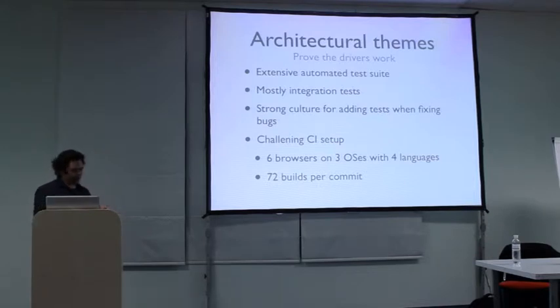Setting up CI for this kind of thing is quite challenging. We want to ideally test all 6 browsers on all 3 OSs with all 4 languages, which would end up with about 72 builds per commit. We're not quite there yet. We have a CI system that's working quite well, but it's doing like 50 builds, so still some way to go.